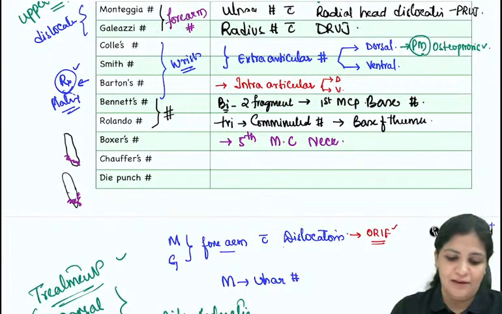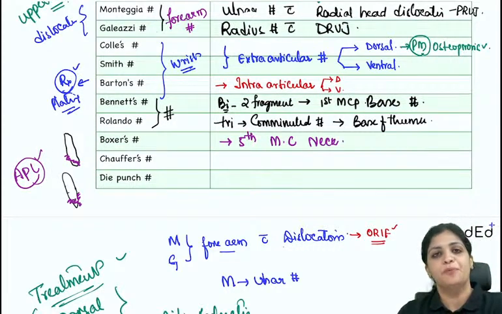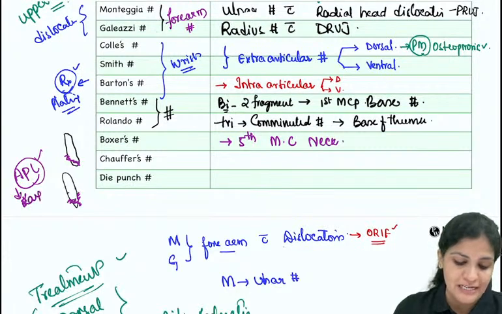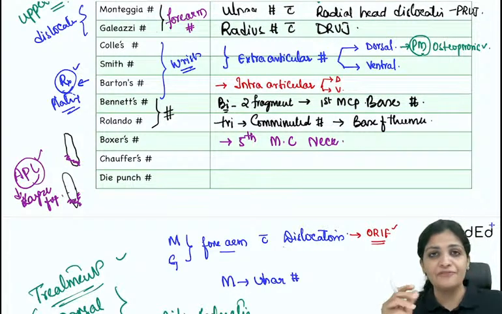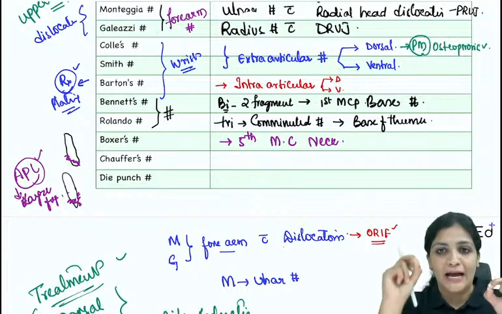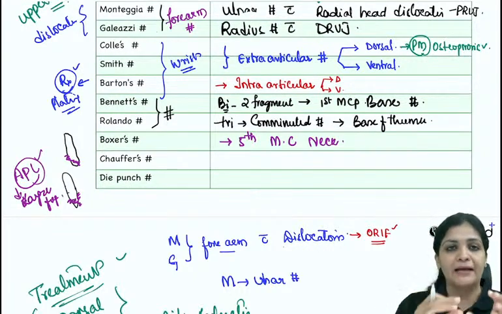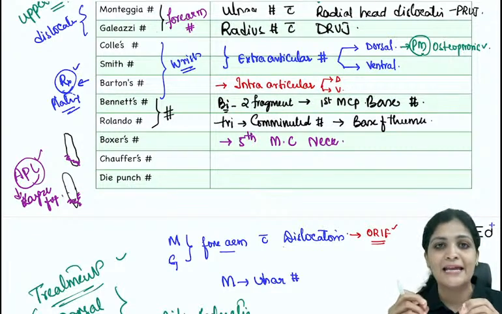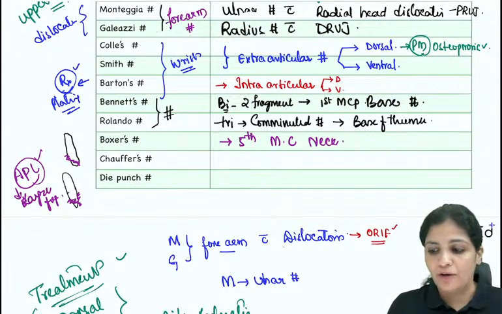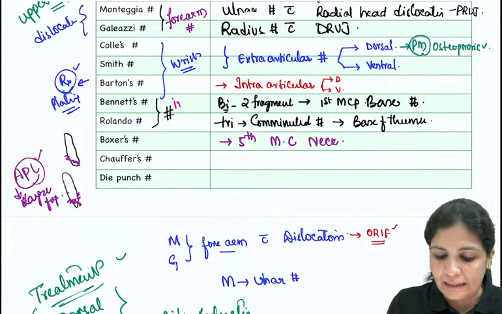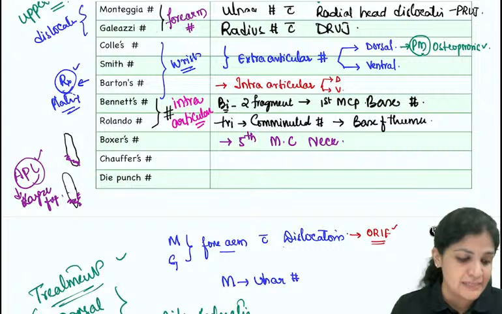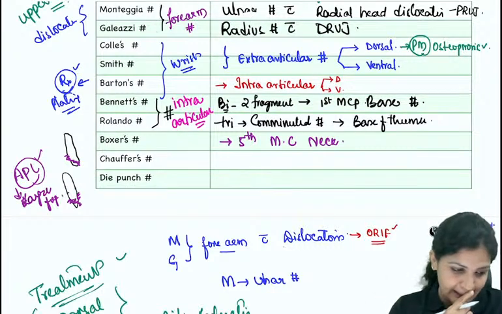Yes, the abductor pollicis longus, APL, keeps pulling in Bennett's fracture. That is the smaller fragment, right? Sorry, the larger fragment. I have told you there are 2 fragments, right? So the larger fragment will be pulled by your abductor pollicis longus. Remember, Bennett's and Rolando, both are intra-articular fractures.